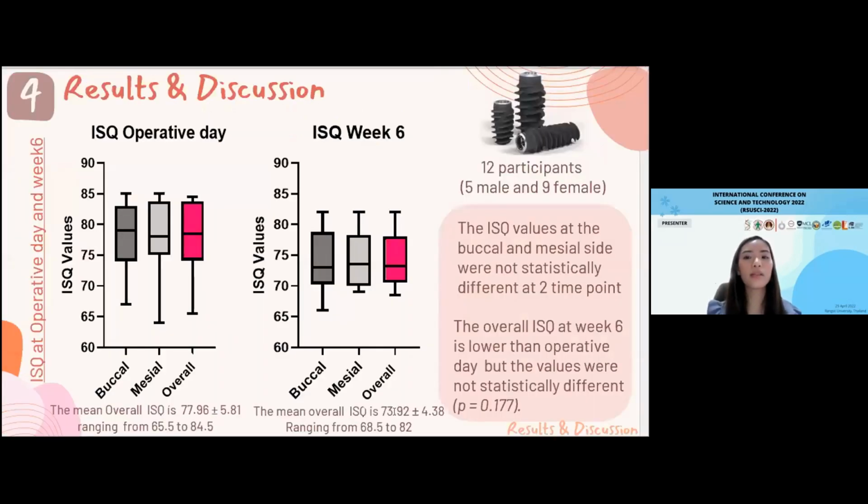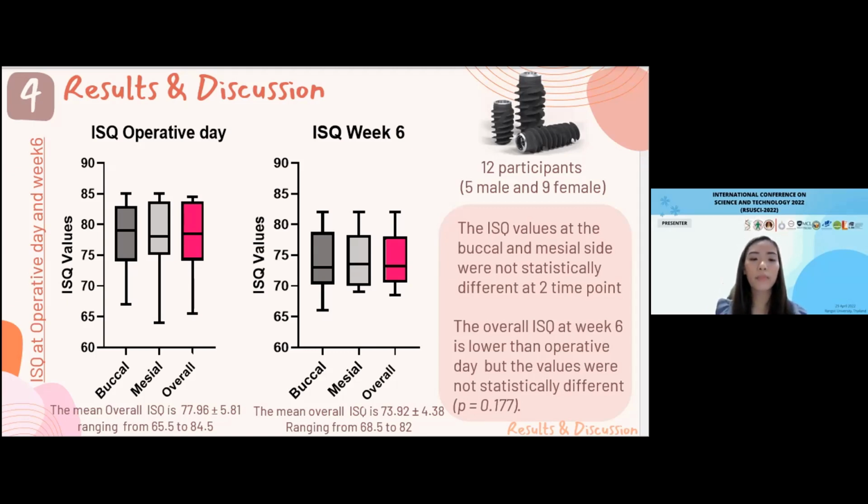These are the results and discussion. 12 BLX implants were placed in 5 males and 9 females. The left side graph is the ISQ at the operative day. The mean overall ISQ is 77.96 ± 5.81, ranging from 65.5 to 84.5. The right side graph is the ISQ at the week 6 follow-up. The mean overall ISQ is 73.92 ± 4.38, ranging from 68.5 to 82.